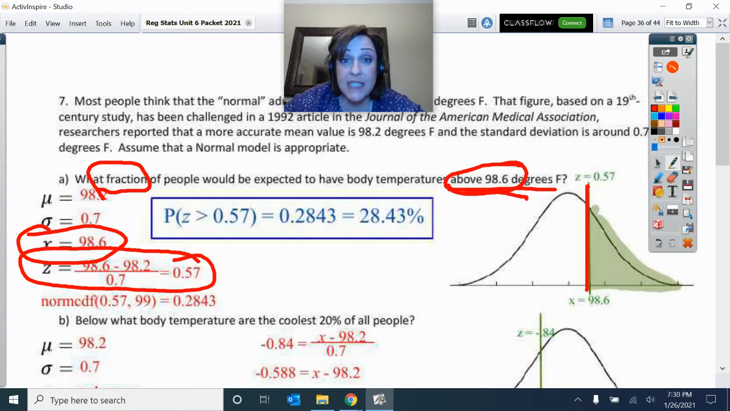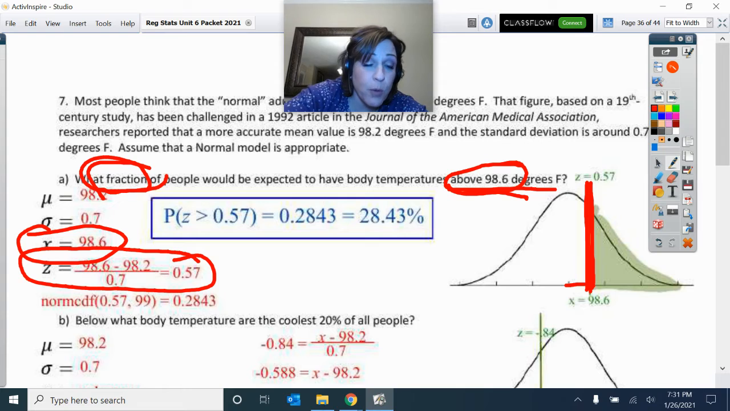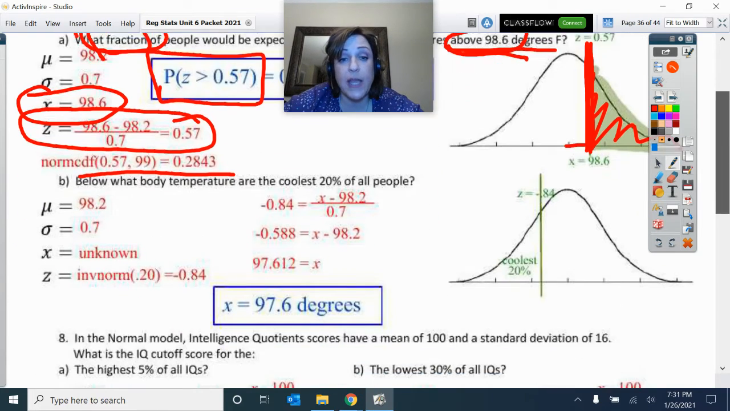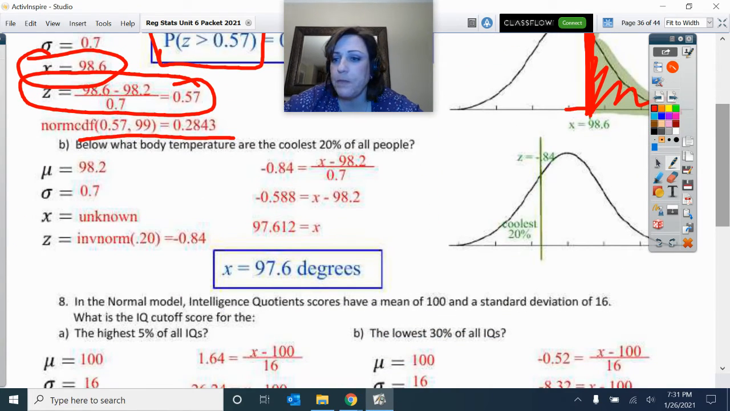Or they would say 57%. No. This z-score is telling you that this temperature is located about a half of a standard deviation above the mean. So to find this proportion of people, you need to norm CDF to get this area, this amount of people. Okay, so it's 28.43% of people.